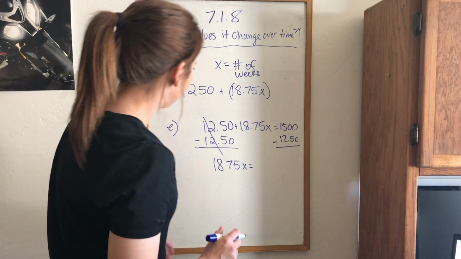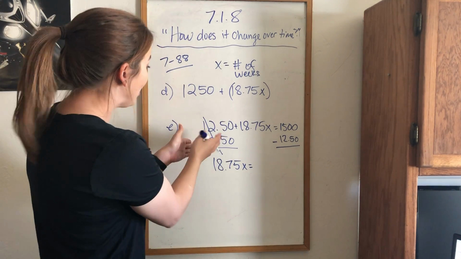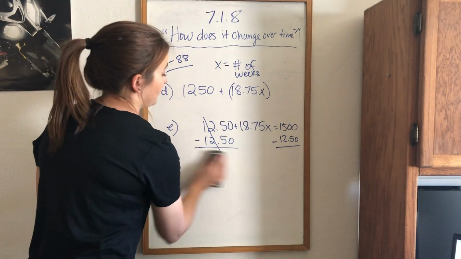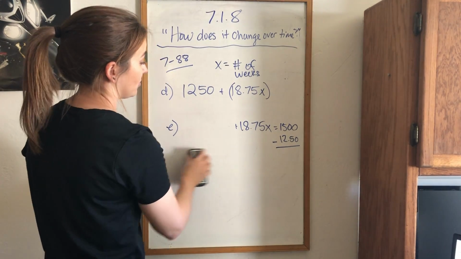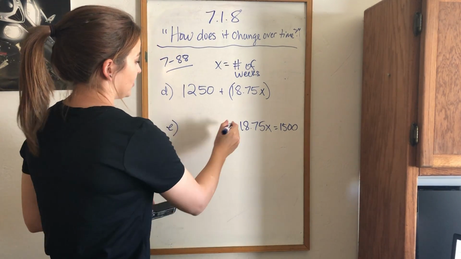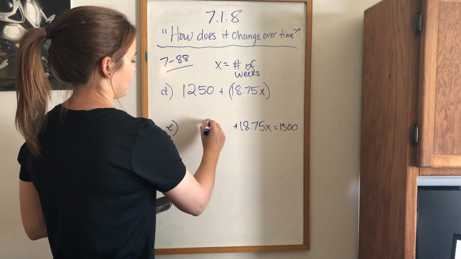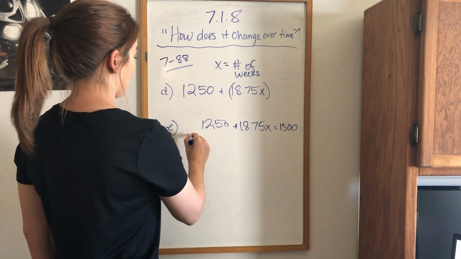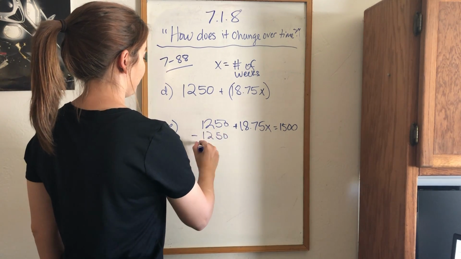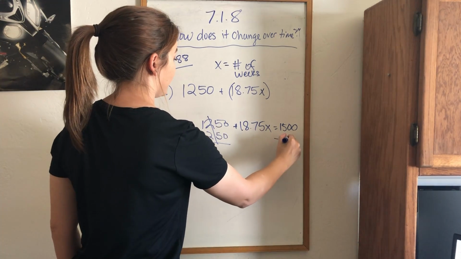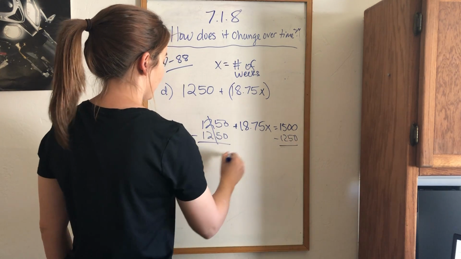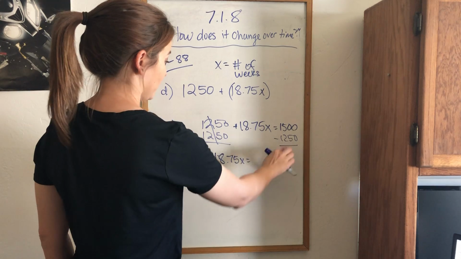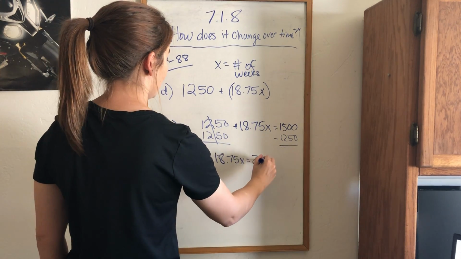So it would be, why did I do $12.50? It's $1,250. See, this is what happens when I don't have my notes. I was going to say that doesn't seem right to me. Somebody should have said something. Okay, minus a 1250. So this comes down here, 1875x equals 1,500 minus 1250, which is just 250.